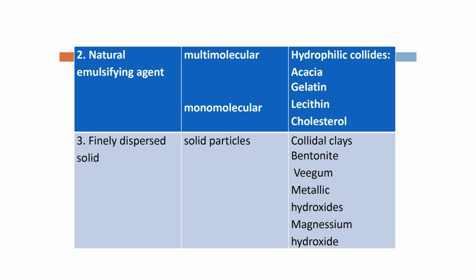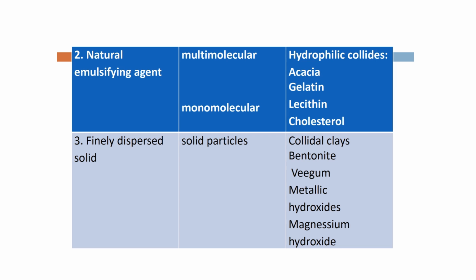Continuing our classification, we have natural emulsifying agents. These can form either multimolecular or monomolecular films. They include hydrophilic colloids like acacia, gelatin, lecithin, and cholesterol. The third category is finely dispersed solid particles. These form a solid film at the interface. Examples include colloidal clays like bentonite and veegum, and metallic hydroxides like magnesium hydroxide.